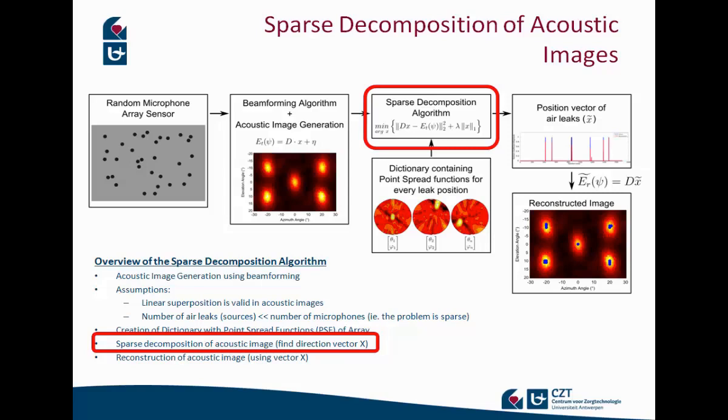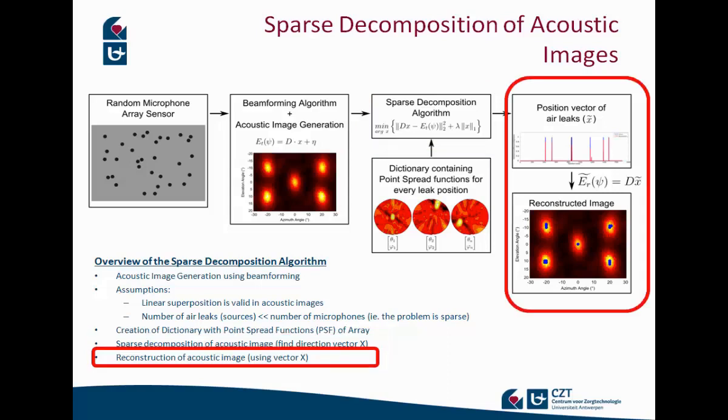And so if you do that, you can find the reconstructed acoustic image. And what you often see is that you find more sources than are actually present, but they're often clustered around the true positions.